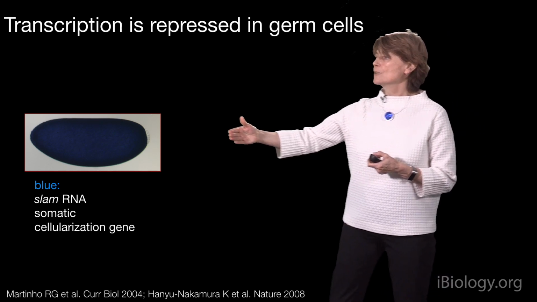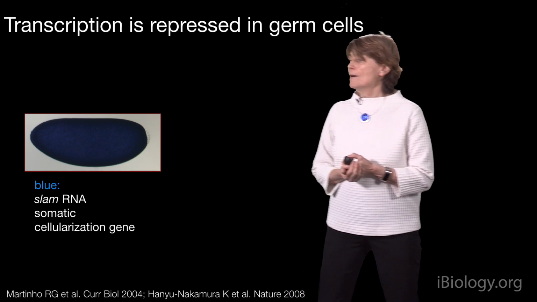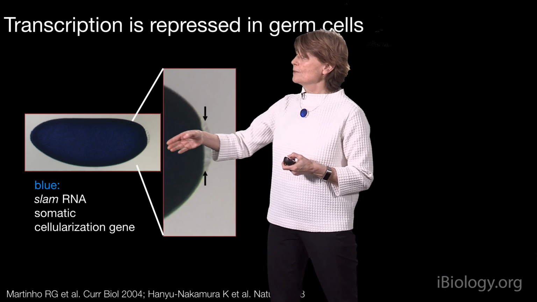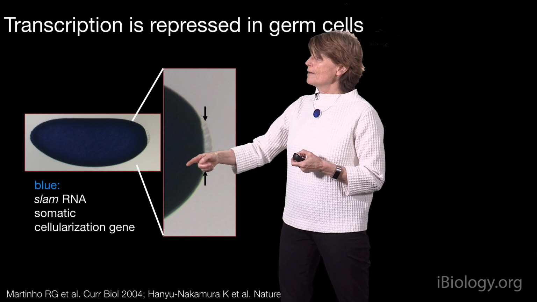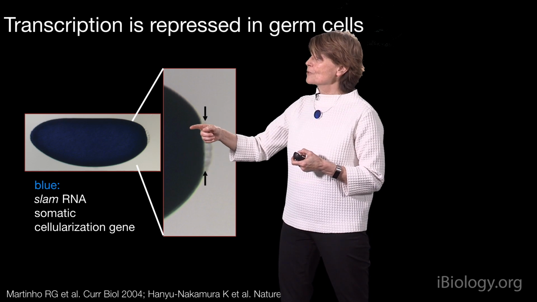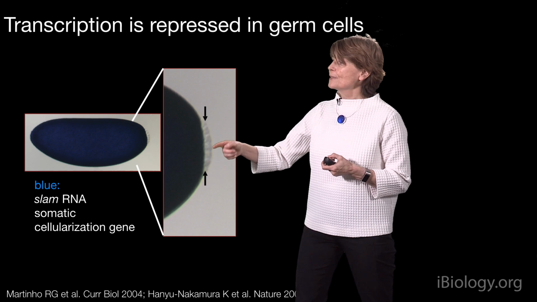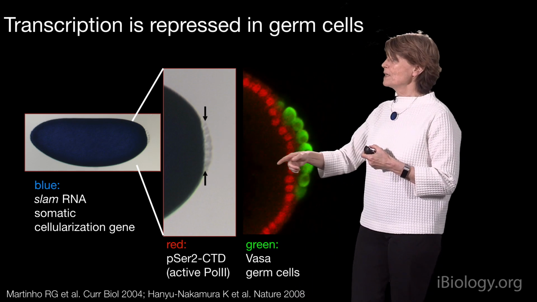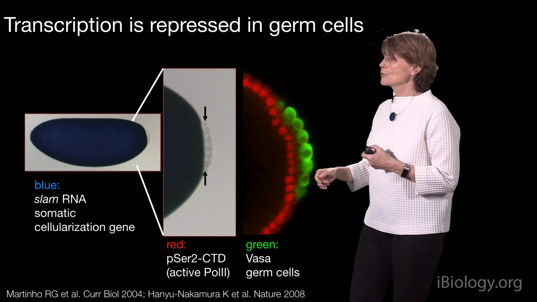This is a newly transcribed RNA which is made by the embryo. And if we go closer in, you can see how the RNA is transcribed in the soma, but absolutely not in the germ cells. And so what we know, there's a big distinction at that time between those two cells.